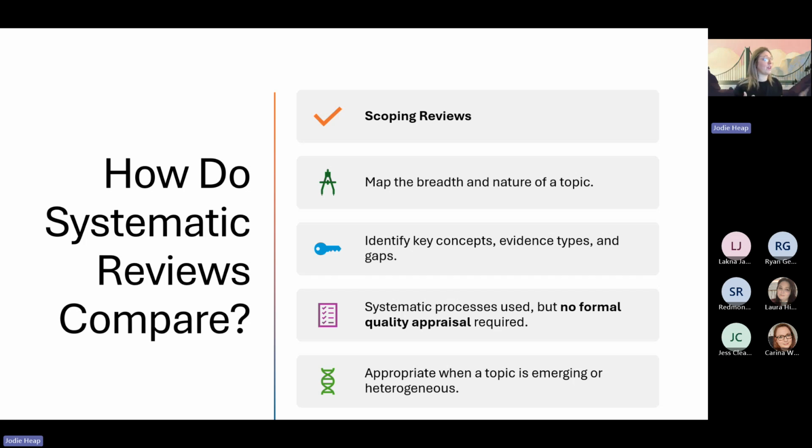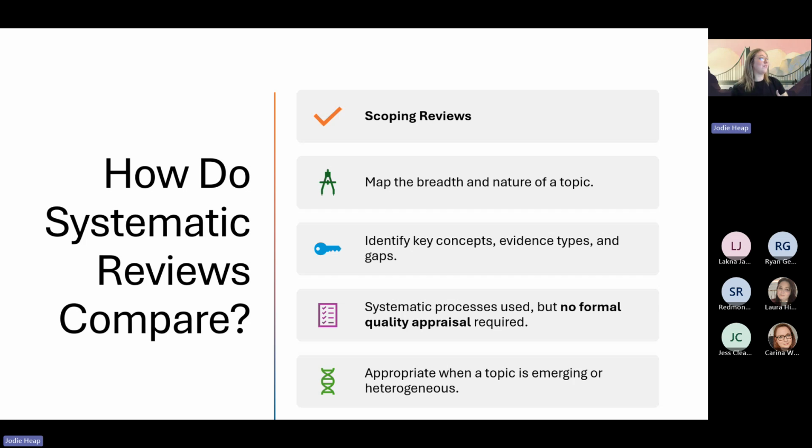So a scoping review is intended to map the breadth and nature of a topic. So it's that sort of middle ground really between random selection and systematic selection. It's this idea of casting a wide net and just seeing what comes back through, which could be changeable, it could be emerging. It's used to identify the key concepts, the different evidence types and the gaps that currently exist. There is an element of systematic process that is used to generate that information, but there's not so much a formal quality appraisal that is required.